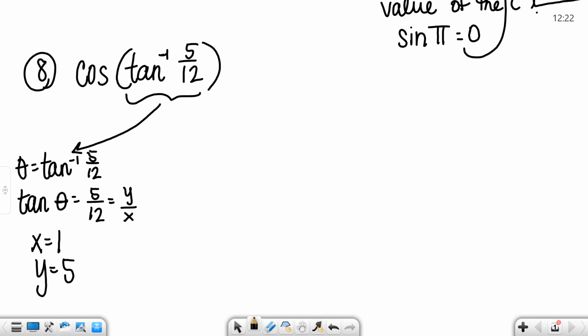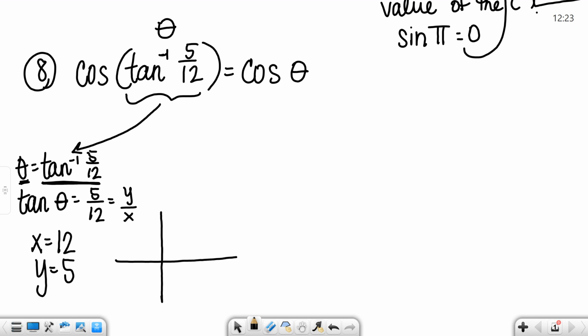So we are asked to find, now what we've just said is we're going to let theta equal the inverse tangent. So what we're really finding is, what is the cosine of theta? That's what we're finding. Remember we did problems very similar to this. It just starts differently than what we're used to. So we've got our tangent of theta.